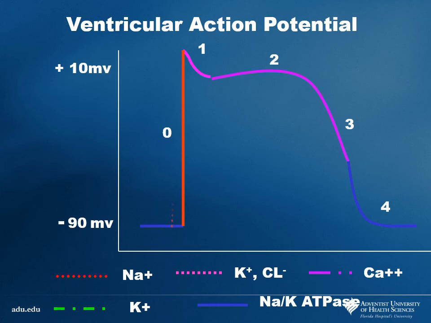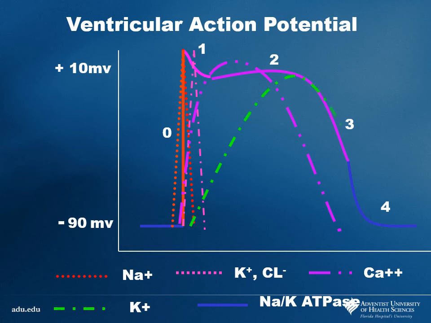Okay. Again, you see sodium coming in during phase 0. You can see that we're going to have a little bit of potassium leaving there during phase 1. Calcium is going to be the big thing for phase 2, causing that plateau phase to occur there. And then potassium is going to be leaving again when you're having phase 3. That's that repolarization that occurs, and the sodium-potassium pump maintains everything at that resting membrane potential. Usually about -90, but it can change depending on several factors.